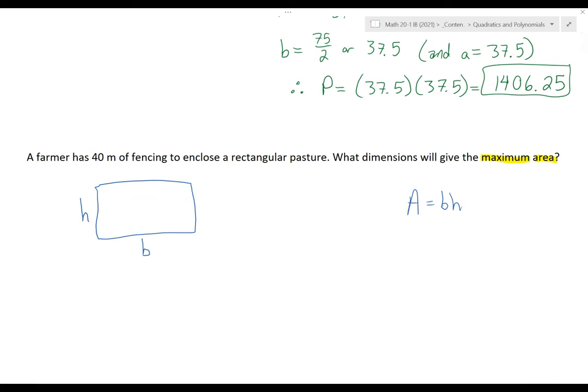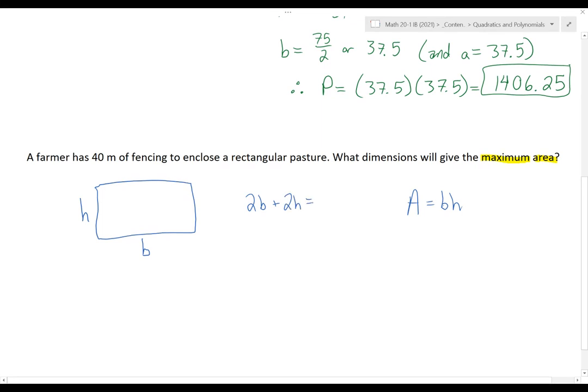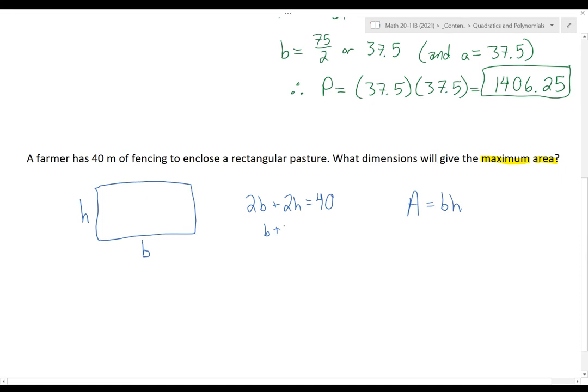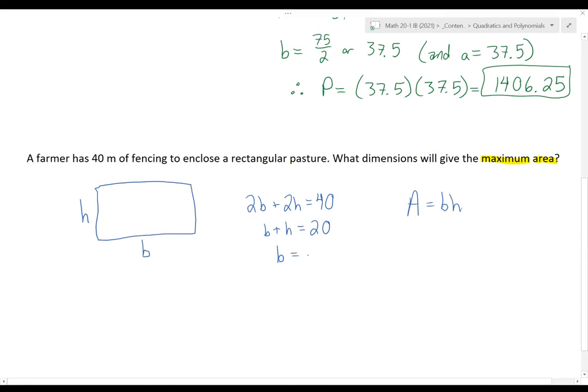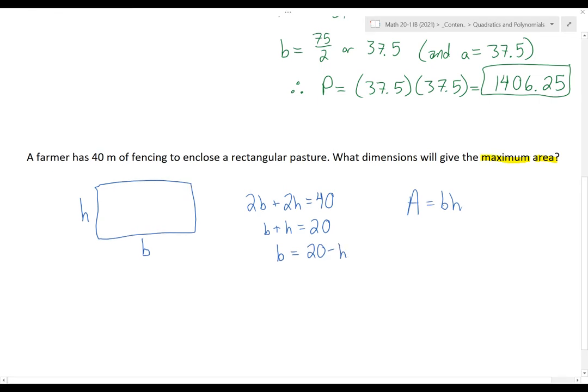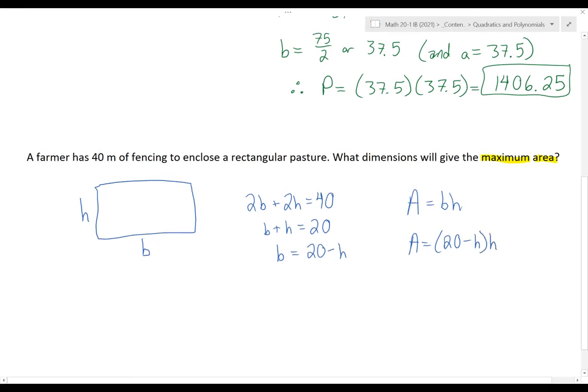Well, that's perimeter. So this means that 2b plus 2h equals 40, which I can divide by 2. That means that b plus h equals 20. And isolating either one of those variables, let's say b equals 20 minus h. So now this actually is just like the previous question. I have two numbers with a sum of 20, and I want to maximize their product. It's exactly the same question I just had. So substituting in, I've got 20 minus h times h for the area.